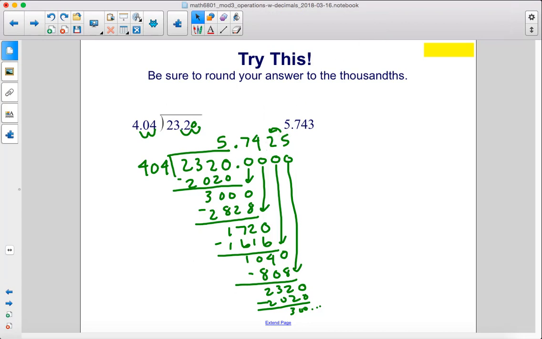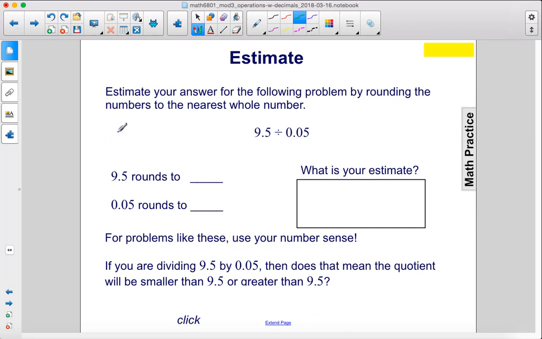5.743. Estimate your answer for the following problem by rounding the numbers to the nearest whole number. 9.5 divided by 0.05. 9.5 rounds to 10, and 0.05 rounds to 0.1. So what is our estimate? Well, it would be about 100, because if we had 0.1 going into 10, then we move the decimal over, that becomes 1 going into 100. So 100 divided by 1 is 100.